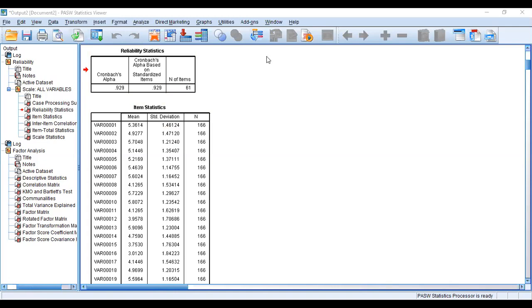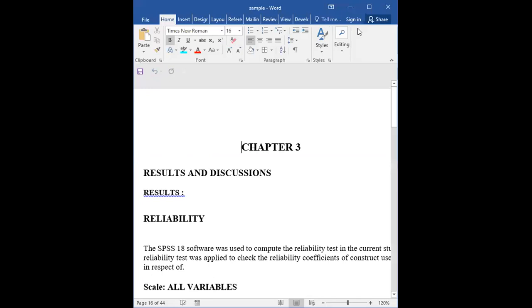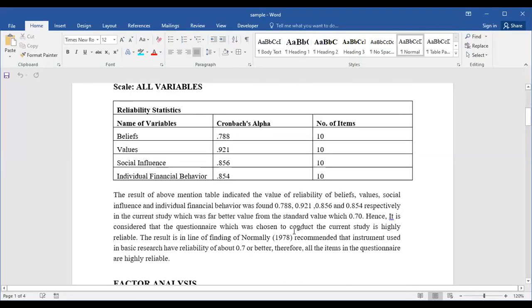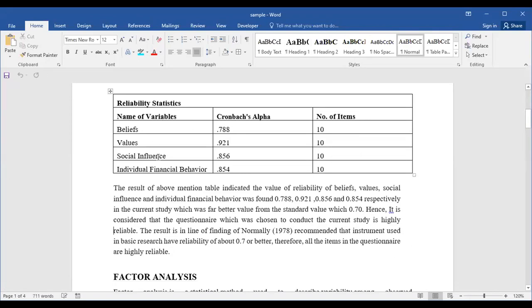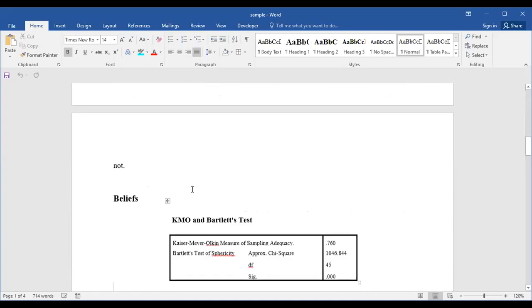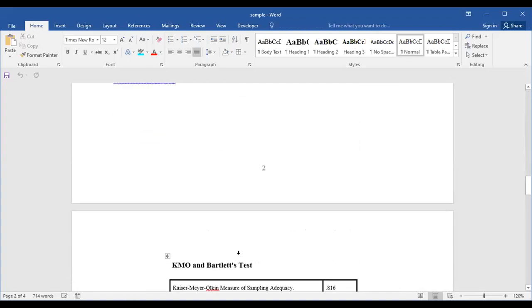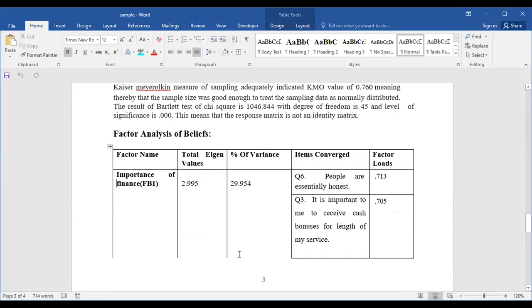And we see this table has to be copied here while writing results. This is a study where there are more than one variable, so the name of the variable, Cronbach alpha, and number of items have to be copied. Then in factor analysis, the KMO table has to be copied like this. And because there were multiple variables, there are multiple tables. Okay, the important table is this.